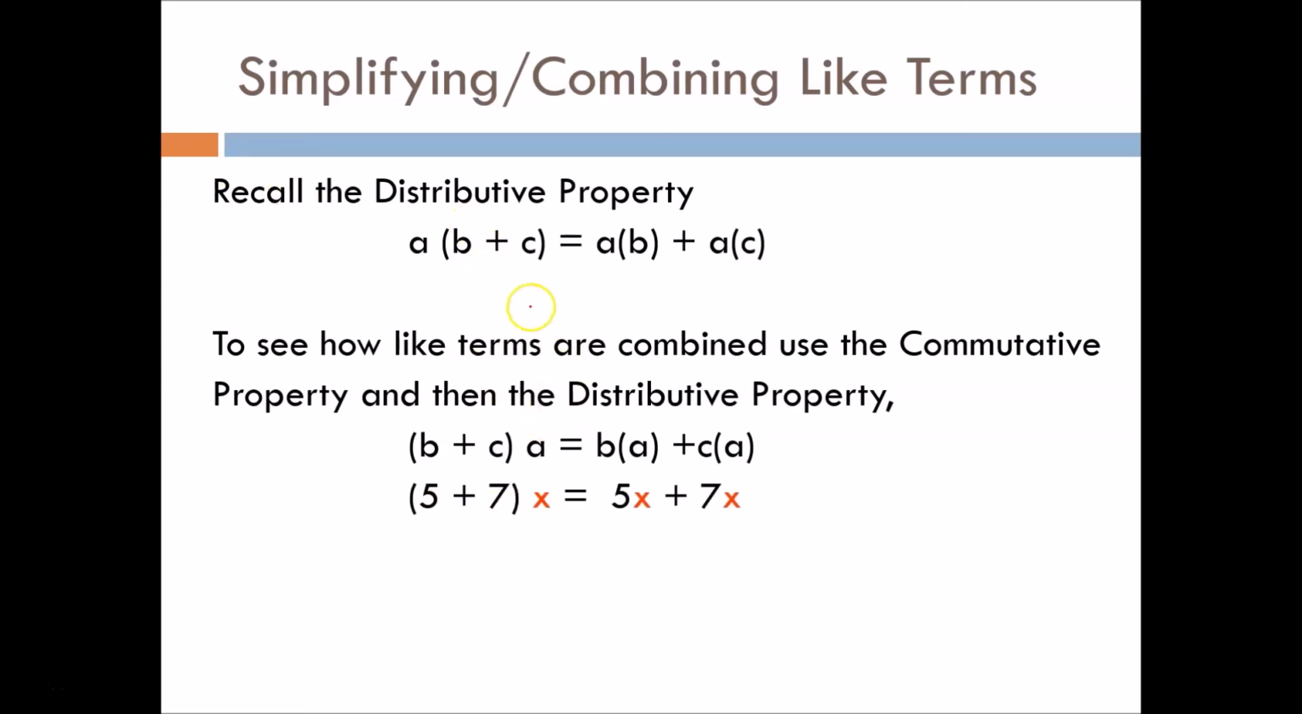Now you remember that we have to distribute whatever is outside the parentheses, on the left side, putting that into application. So if you have 5 and 7 as the terms inside the parentheses, we have to multiply them with the x outside. So 5x plus 7x, since they're both like terms, therefore 5x plus 7x finally is 12x.